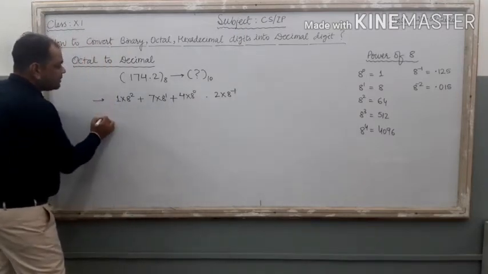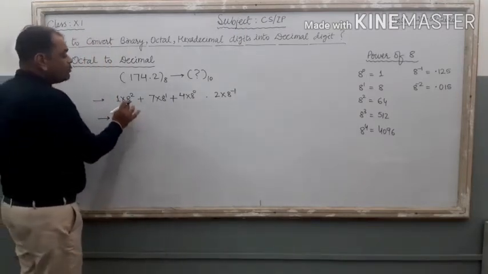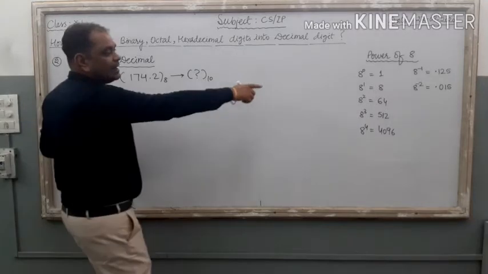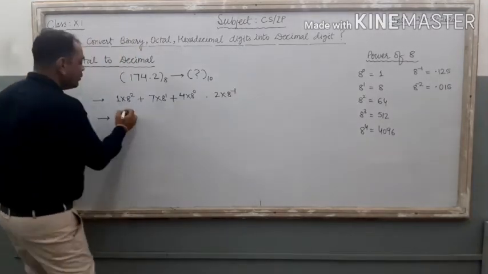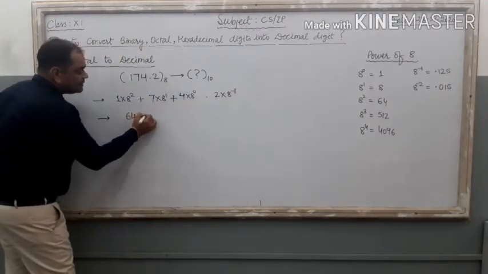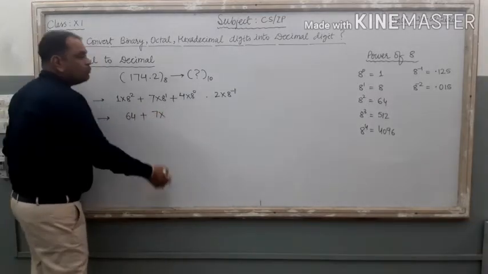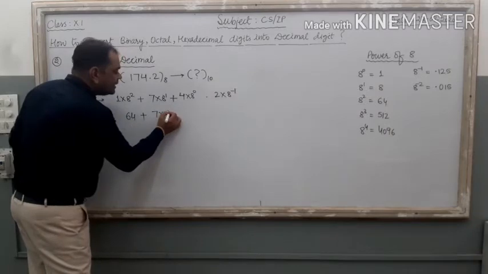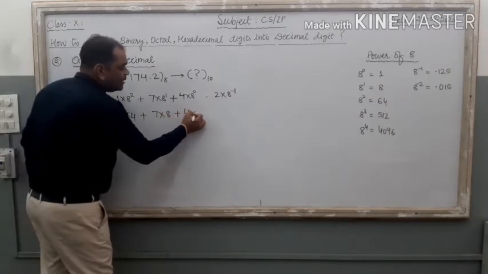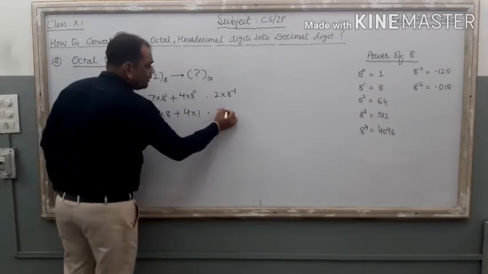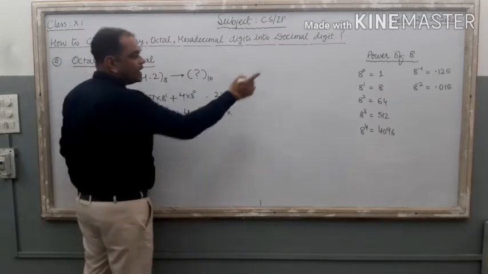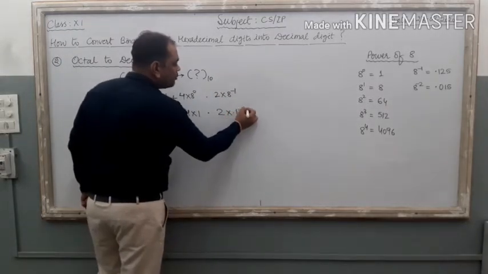It is the first step. Come to the second step. 1 into 8 square, what is there? 8 raised to power 2, it is 64. So I just write 64 over here. Then plus 7 into 8 raised to power 1, it is 8. Then plus 4 into 1, 0.2 into 8 raised to power minus 1, it is 0.125.